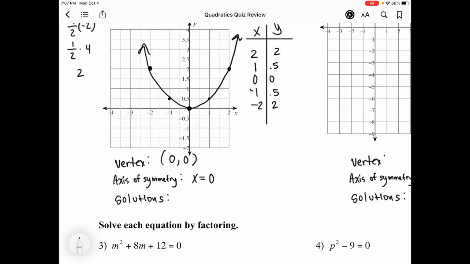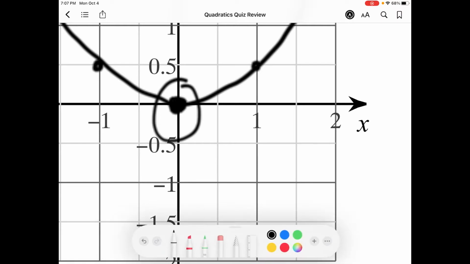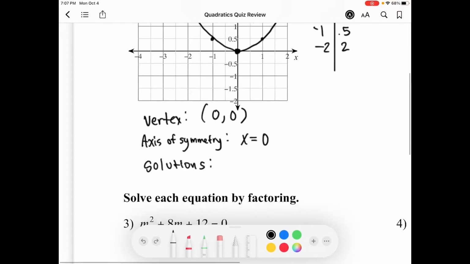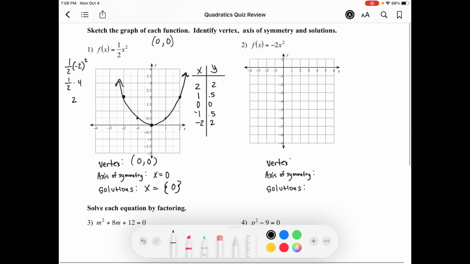And then the solutions, if you remember, the solution to a quadratic function is where the parabola crosses the x-axis, or where it touches the x-axis if it doesn't cross. So we only have one solution here. It only touches the x-axis once, and that is at x equals 0. So you're going to write x equals, you always want to include your brackets, and then 0. This distinguishes it from you writing the axis of symmetry or an ordered pair or anything like that. So x equals 0. There's only one solution there.